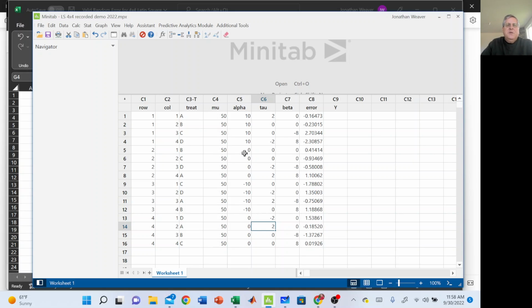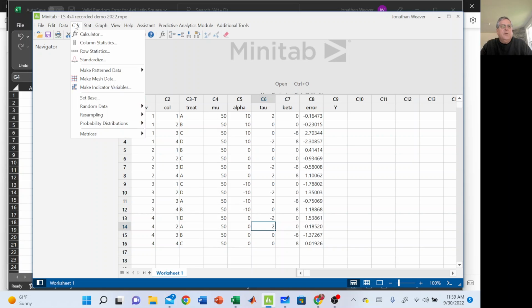We now are pretending we knew we had a mean of mu. We had 2 rows that were important, row 1 and row 3, plus and minus 10 effect. Treatment 1 gives you 2 improvement. Treatment 4 gives you a negative 2 down in the response. Beta, similar thing, except now it's column 3 and column 4, negative 8, 8.